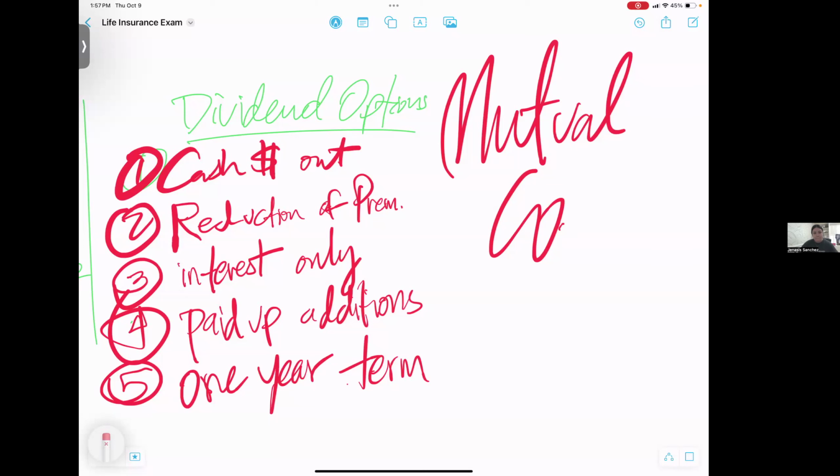What is a dividend? It's the extra premium that you paid, and it's just your return. It's a return of overpayment of premiums. Okay? You got to get the wording right. It's an overpayment of premium.